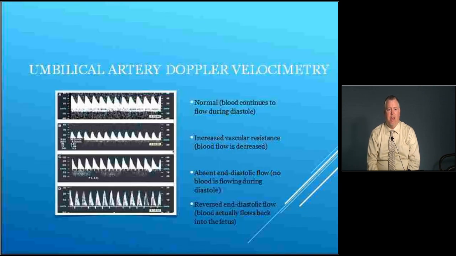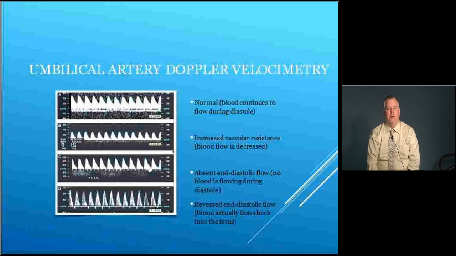So here's some graphical representations of what these would look like. In the top picture, that's a normal result. Blood is continuing to flow during diastole. You can see as the blood volume peaks up during systole, we have that downward slope during diastole, but never does it go all the way back down to 0. So it's staying up above the 0 line even during diastole.